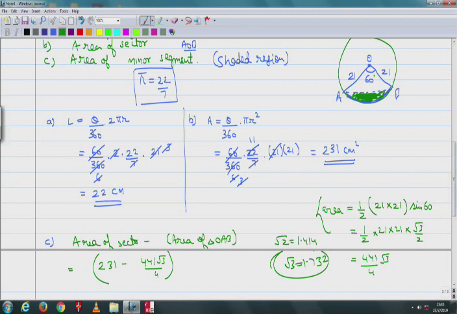Senapati, is this clear? The third one, third part. Okay, so now try this.